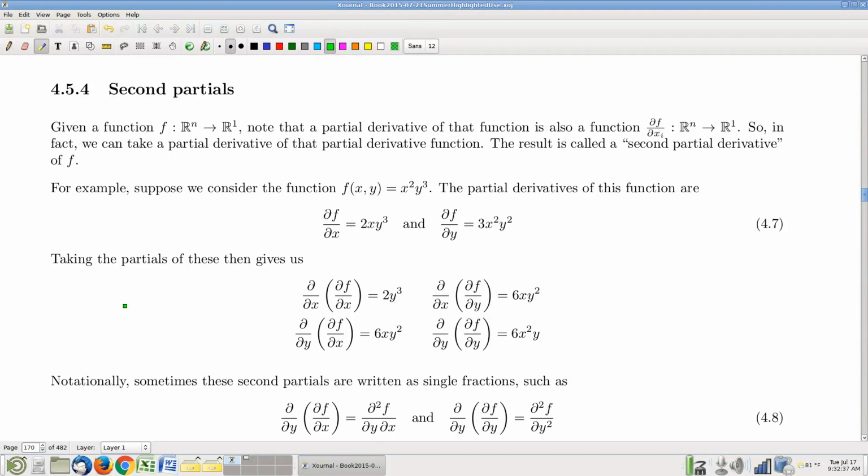So that's the partial with respect to x. It's that slope. And the act of taking the partial with respect to y of that partial with respect to x says I want to know, as I move in the y direction, I'm always taking cross sections parallel to the x-axis. I'm always looking in the x direction.